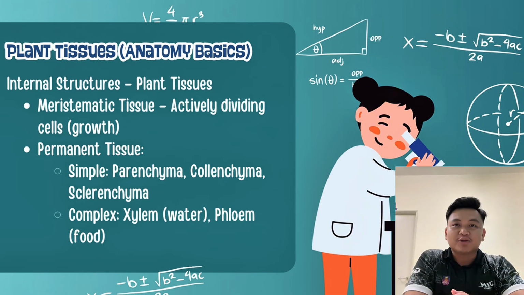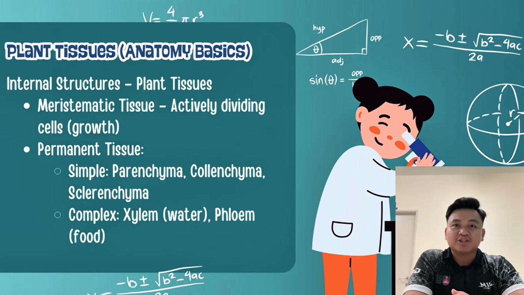Here, I'm going to present about plant tissue. Moving into plant anatomy, we start by understanding the different tissues inside a plant. First, we have meristematic tissue. These are actively dividing cells found at the tips of the roots and shoots. They are responsible for plant growth.